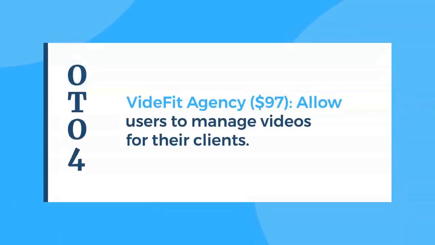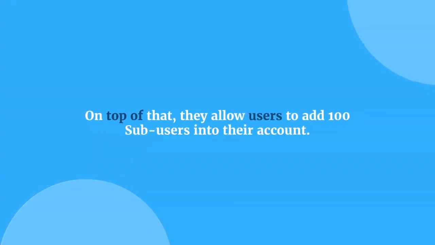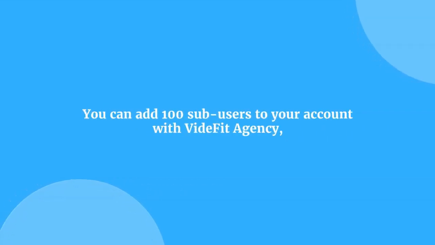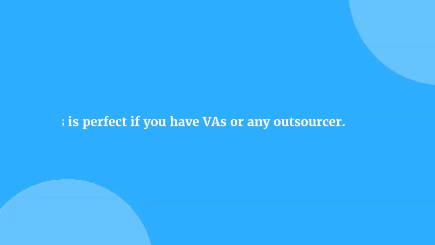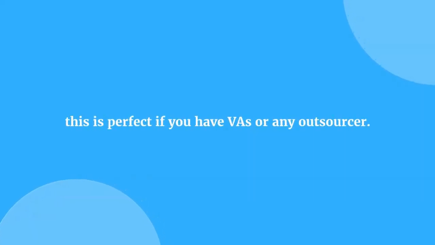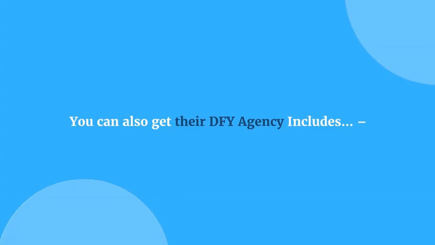Auto 4, Videfit Agency, $97. Allow users to manage videos for their clients. On top of that, they allow users to add 100 sub-users into their account. You can add 100 sub-users to your account with Videfit Agency. This is perfect if you have VAs or any outsourcer. You can also get their DIY agency, which includes a professional agency website, Fiverr sales kit, DIY email templates, DIY social marketing suite, DIY video sales letter, DIY client contract template, business card template, exclusive client landing training.